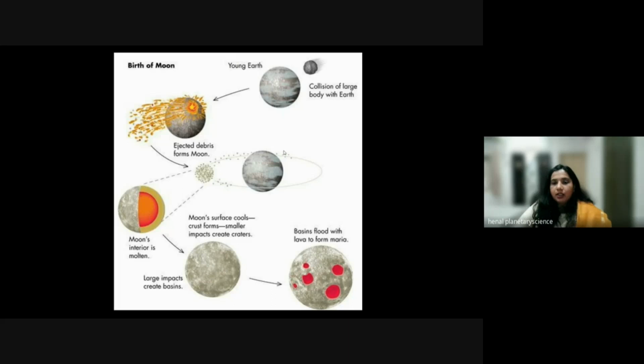What happened is that a Mars-sized body called Theia collided with a young Earth, or the early stage of formation of the Earth. So much debris came out of the Earth and it started rotating around the Earth. The debris got accumulated and more and more concreted, and with time it differentiated the interior of the moon and solidified the outer layer of the moon. And in the last image you can see there are basins and lava flooded to form the Maria.